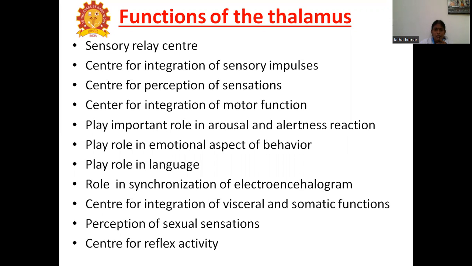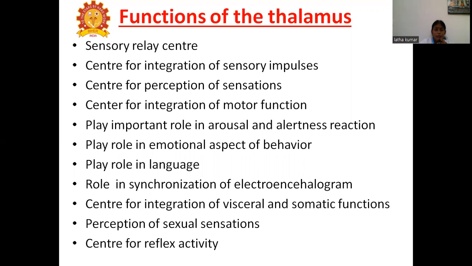So next function is center for perception of sensation. It acts as a crude center for perception of sensation. So in addition to processing and relaying of sensation, thalamus also acts as a crude center for sense perception. Pain sensation is perceived in the thalamus itself.